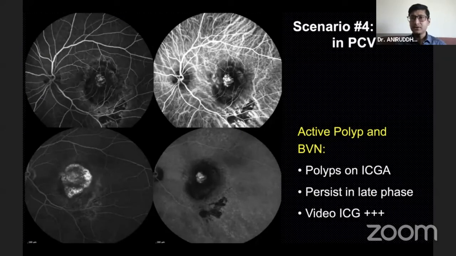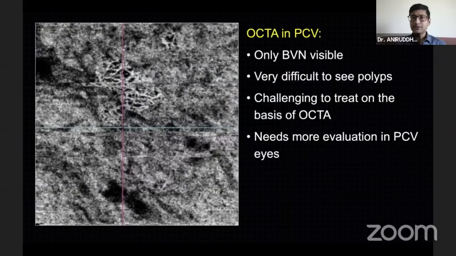Finally, the scenario is PCV, where you have on ICG active polyps and a branching vascular network. We know that this can be best seen on video ICG, but even ICG on Spectralis gives you a very good image of these polyps. The moment you look at the OCT angiography, you find that you can only see the branching vascular network. The polyps are very difficult to see on OCT angiography, and you really need to spend time with the device, and you realize that you may be seeing artifacts but not true polyps on the OCT angio.